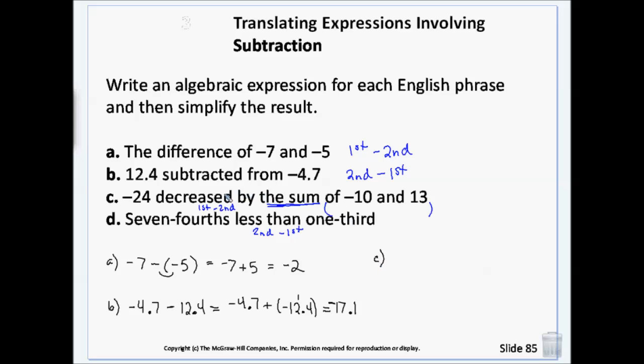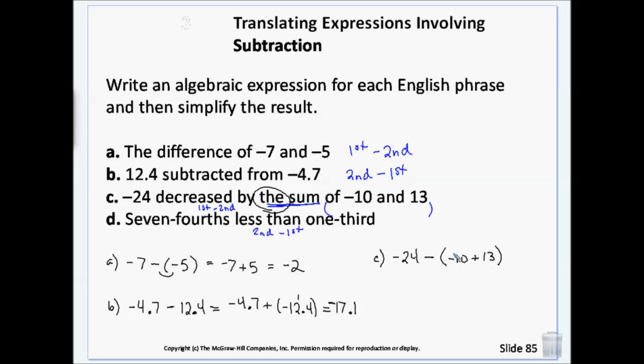C. Anytime you see an operator, either addition, subtraction, multiplication, or division words, and then it's followed by the word the, that tells me what comes after the goes in parentheses. So this is -24 decreased by, and then in parentheses, the sum of -10 and 13. So that's -10 plus 13.